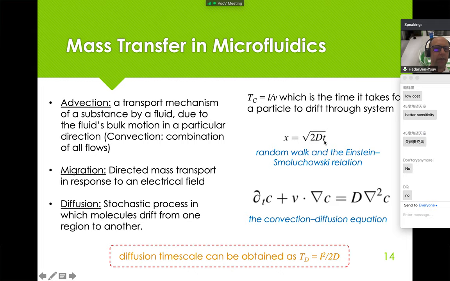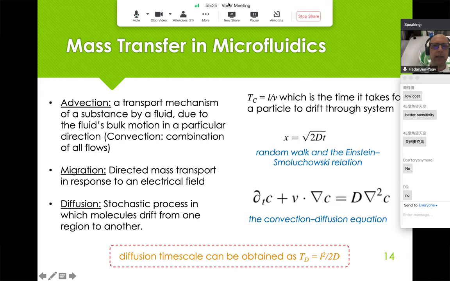So basically, if we take this equation, we can derive the time scale it takes for the particle going under diffusion, as x is basically L, the distance, squared over 2D. So just taking this equation and changing it to get the time itself that it takes for a particle to pass through the specific distance through the diffusion mechanism. Okay, so this is a very important slide. Do you have any questions on this slide? Any questions?